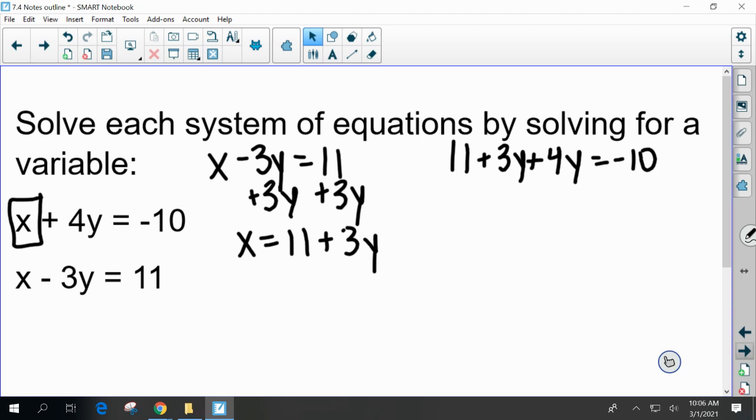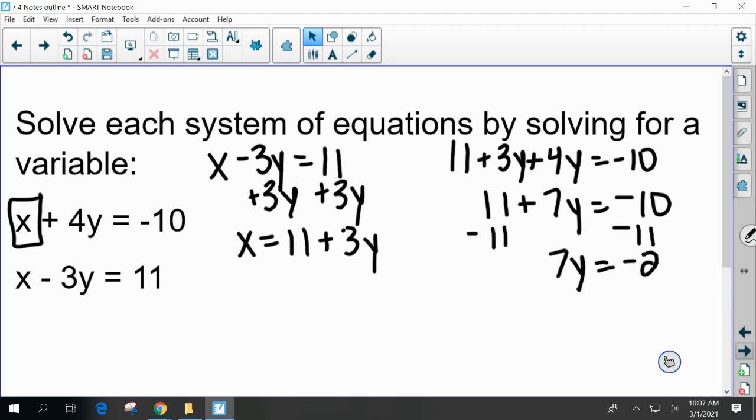At this point, you want to check and make sure that you have the same variables across your equation, because the whole goal is to get only one variable solved at a time. So 11, and then we take 3y plus 4y, so 7y. 11 plus 7y equals negative 10. And then what should we do? Subtract 11. So 7y equals negative 21. And then divide by 7. So y equals negative 3.